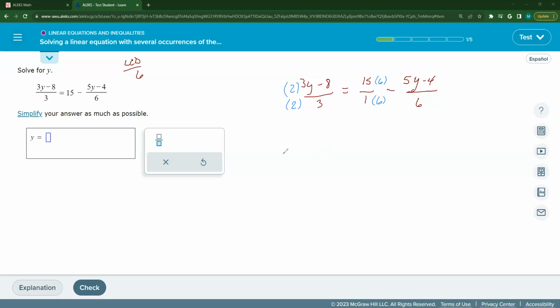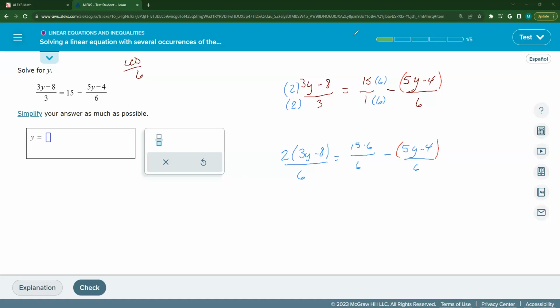So this is going to make my equation 2 times 3y minus 8 over 6 equals 15 times 6 over 6 minus 5y minus 4 over 6. I'm going to move my parentheses to be around the binomial instead. This one didn't need to change. Because I have a fraction, I do want parentheses around that last fraction, at least around the top of it, just because subtraction means I have to subtract all of it. So I want to make sure that I'm remembering to subtract all of it.